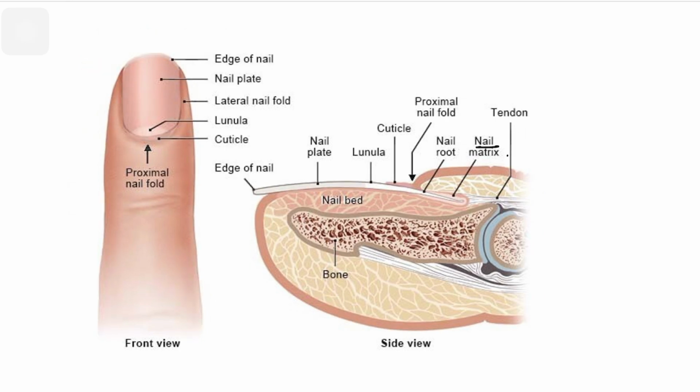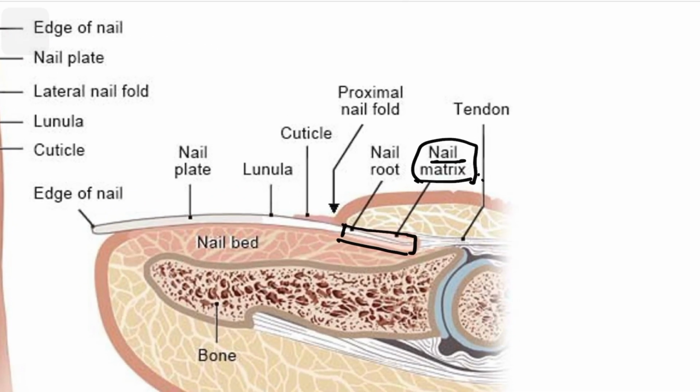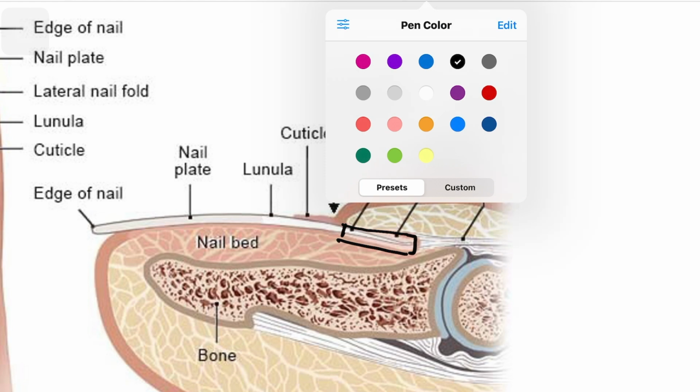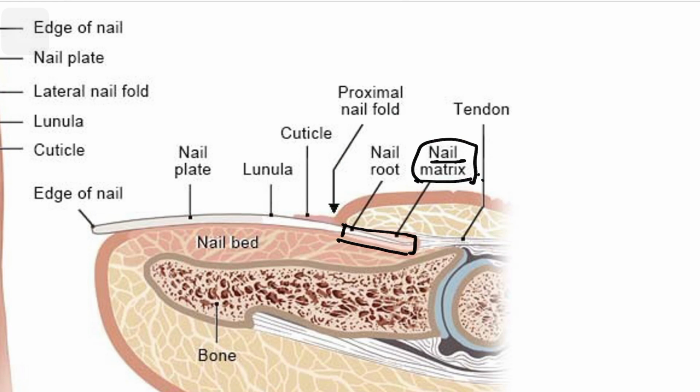So where does the nail plate get synthesized? The nail plate gets synthesized in the nail matrix. This nail matrix contains keratinocytes, and they proliferate. The proximal part of the nail matrix synthesizes the upper part of the nail plate.